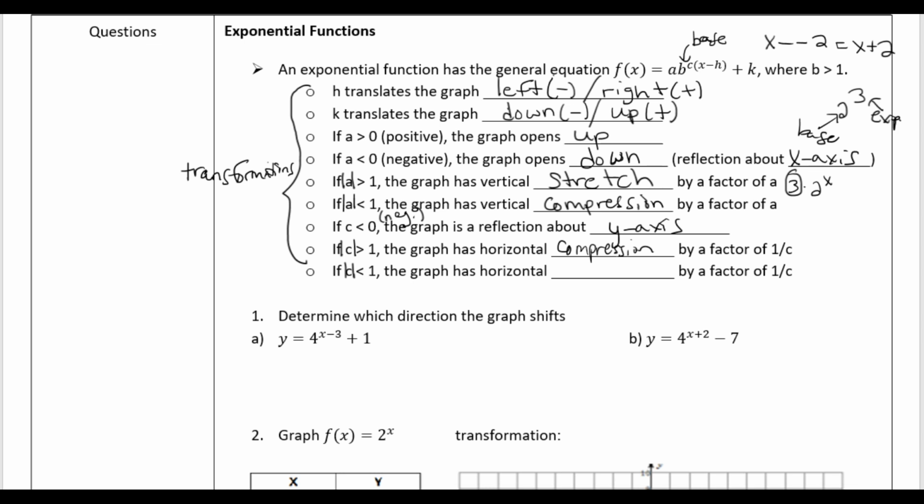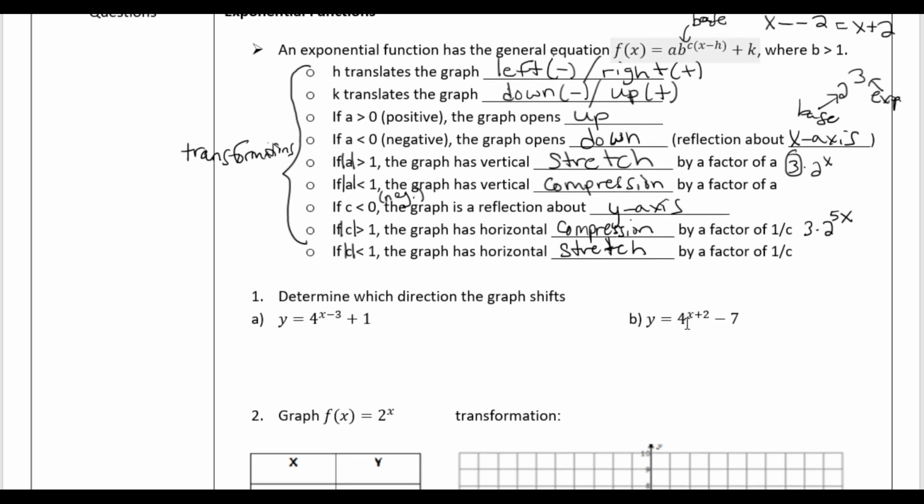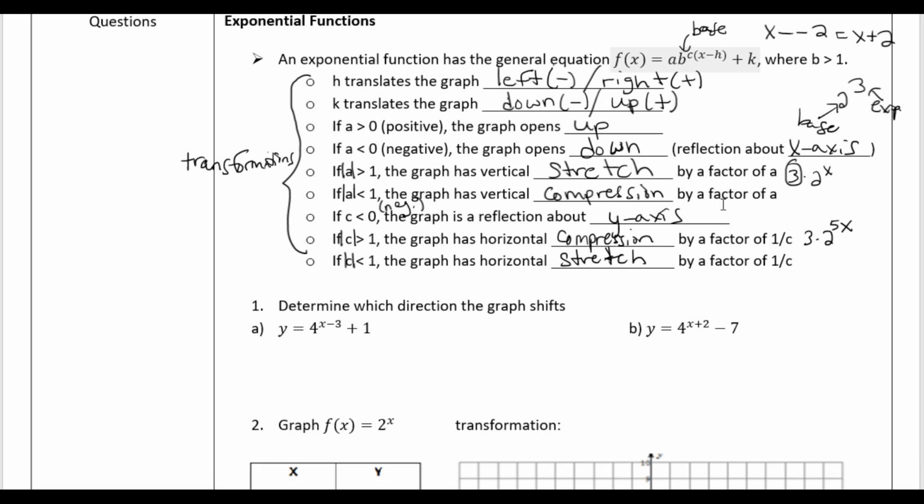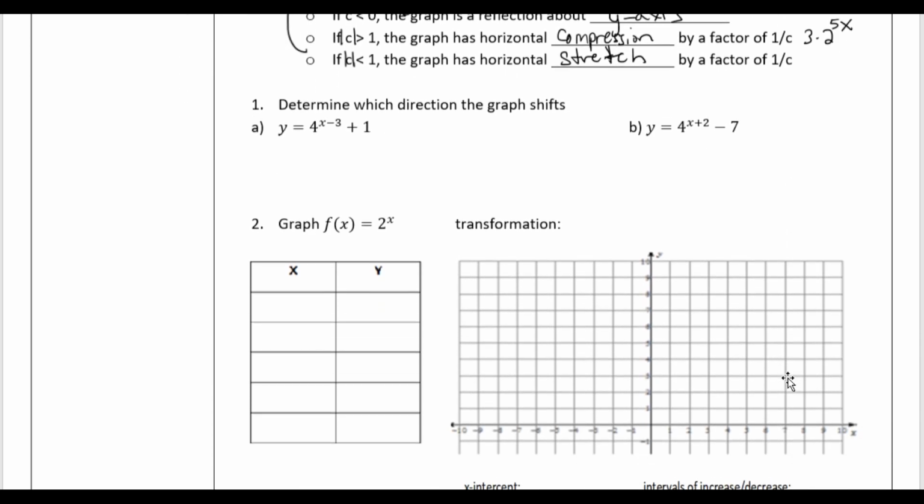So like if you had, let's say, 3 times 2 to the 5x. In this case, the 3 is a vertical stretch. The 5 is a horizontal compression by a factor of 1 over 5, 1 over c. If the absolute value of c is less than 1, then it's a stretch, so it's a horizontal stretch by a factor of 1 over c. All right, so that's just a quick review of transformations and how you do that with exponentials. So let's look at a couple examples.